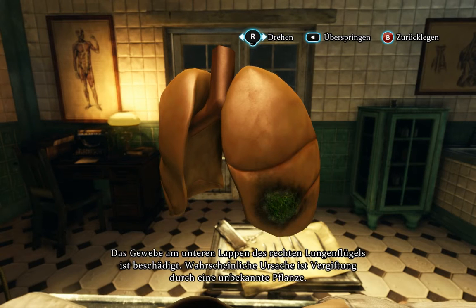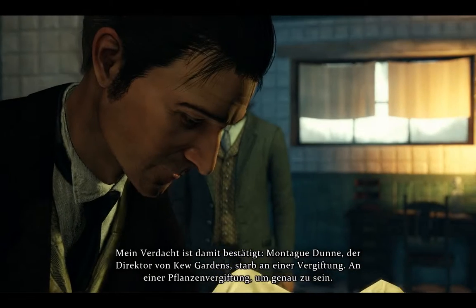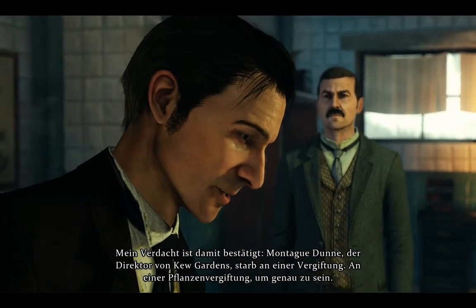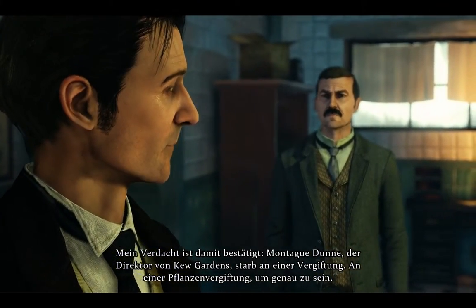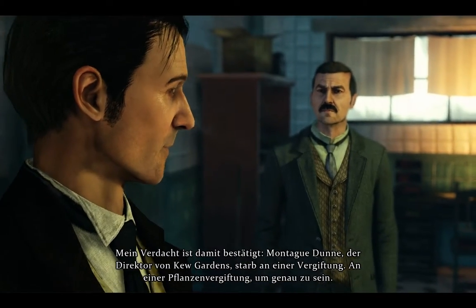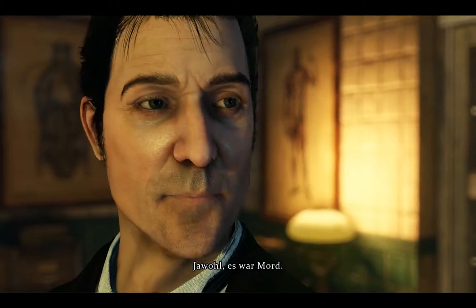Tissue on the inferior lobe of the right lung is damaged, most probably caused by toxins from an unknown plant. My suspicions have been substantiated. Montague Dunn, the director of Kew Gardens, died from poisoning. Plant poisoning, to be more exact. You mean... Yes, it is murder.